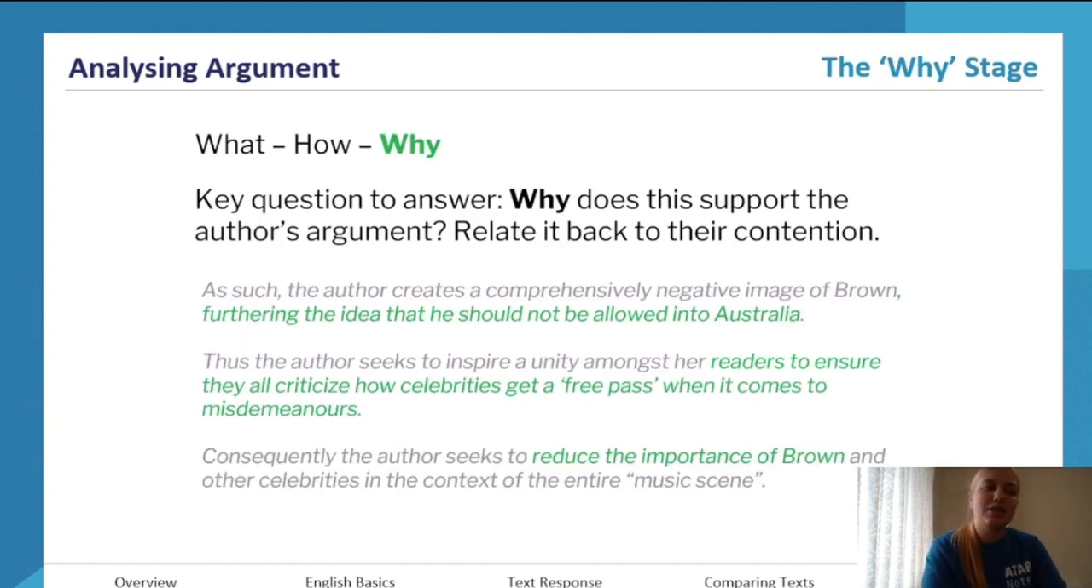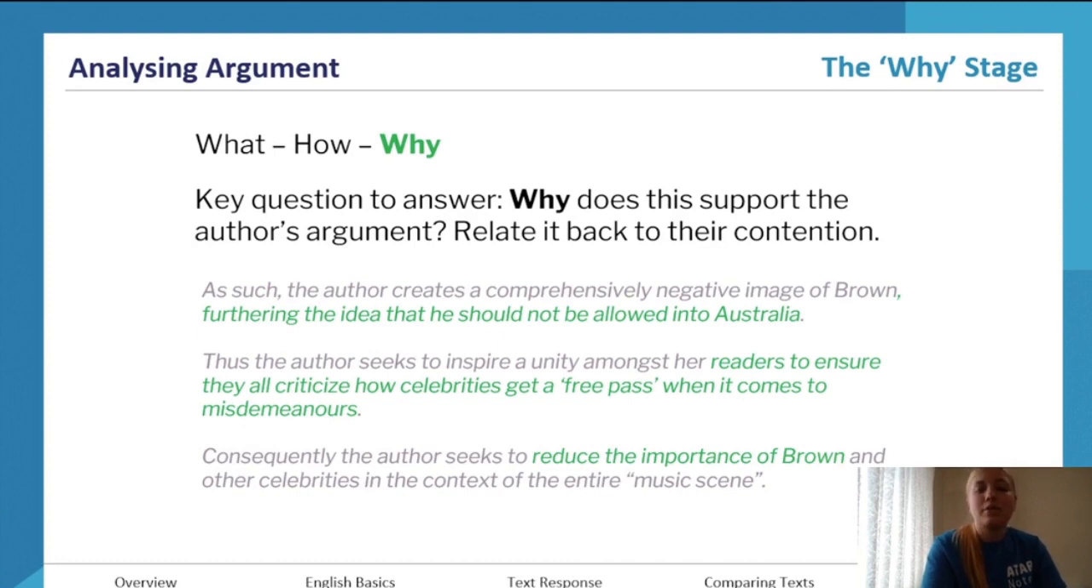Now, the why stage is where we link back: how is this evidence convincing? How does it support the author's argument or contention? As such, the author creates a comprehensively negative image of Brown, furthering the idea that he should not be allowed into Australia, because it's a negative image. It just increases the idea that he should not be allowed.